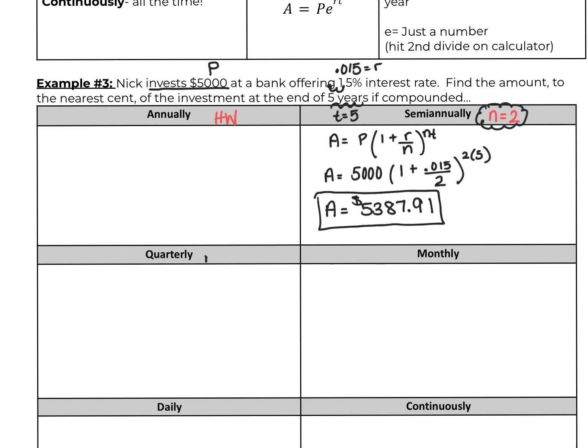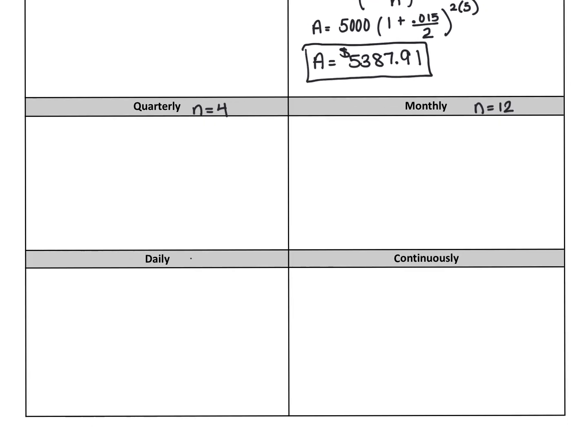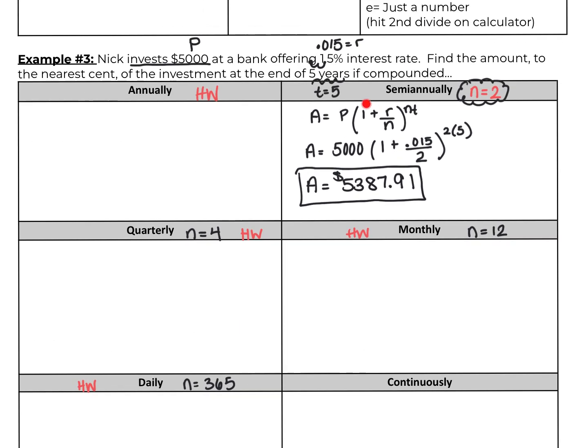If I tell you that I want to give you interest quarterly, then all that does is I'm going to give you interest 4 times per year. Think of your 4 quarters. If I'm giving you interest monthly, that means I'm going to give you interest every single month, and there are 12 months in a year. If I'm giving you interest daily, that means I'm going to give you interest every single day, which is 365. So for homework, I'd like you guys to try the quarterly, the monthly, and the daily as well, and see what you get. You want to use the same exact formula that you used here.